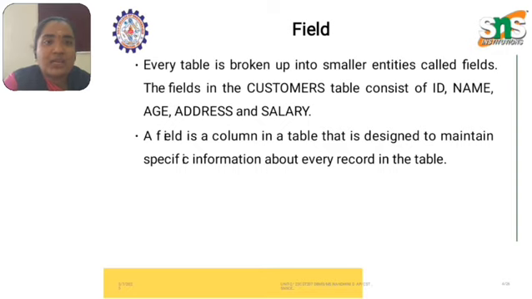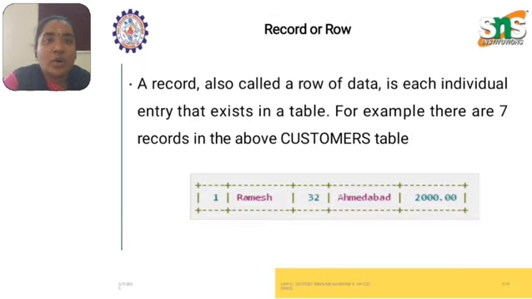This table is known as the customer table. A field is a column in a table that is designed to maintain specific information about every record in the table. What is a record or a row? A record, also called a row of a table, is each individual entry that exists in the table. For example, the first ID is 1, his name is Ramesh, his age is 32, he is from Ahmedabad, and his salary is 2000 rupees.